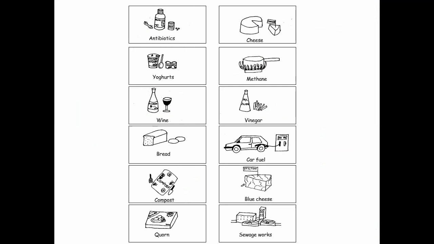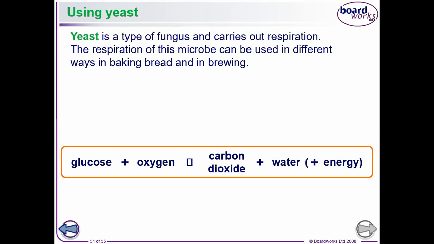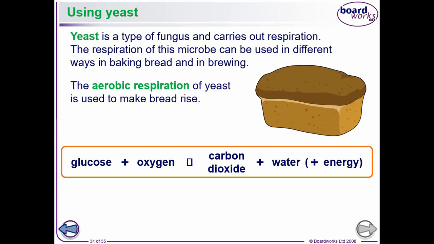Bacteria is not only used to make yogurt, it's also used to make antibiotics, cheese, certain kinds of wine, compost, blue cheese. It can be used to produce fuel. Okay, we can also use other microorganisms in food production like yeast, which is a type of fungus. As we said before, it's a unicellular or single-celled fungus. Also, the yeast is used in bread making, and it is used in making of beer or brew.